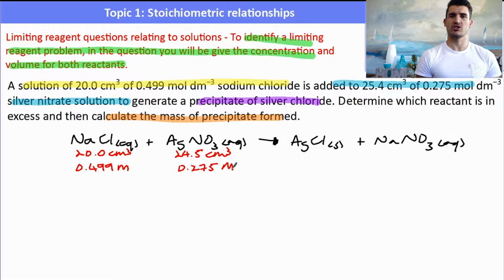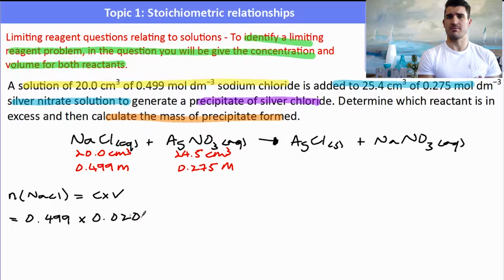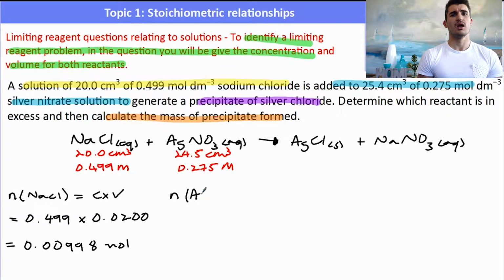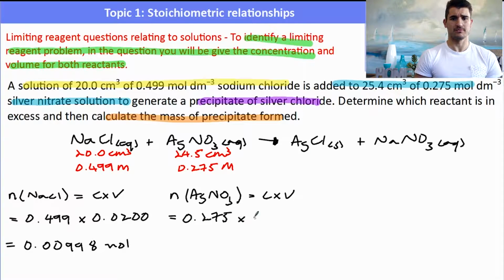Okay, a limiting reagent question, the first step is always the same. We need to calculate the number of moles of both of the reactants. So we've been given a concentration and a volume, so we can use N equals C times V. So I do that for both, remembering to change to decimeters cubed, dividing by 1,000. So many students will miss that step. So I can work out the number of moles of NaCl. I can then work out the number of moles of AgNO3, doing the same process. Number of moles equals C times V, changing V to decimeters cubed.